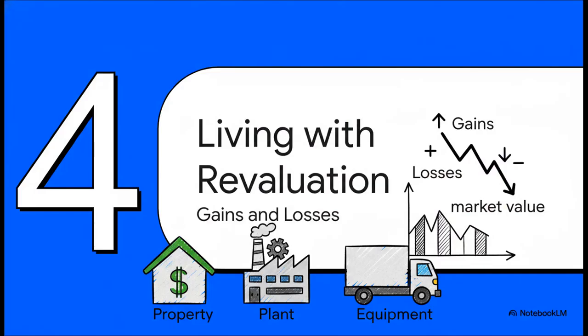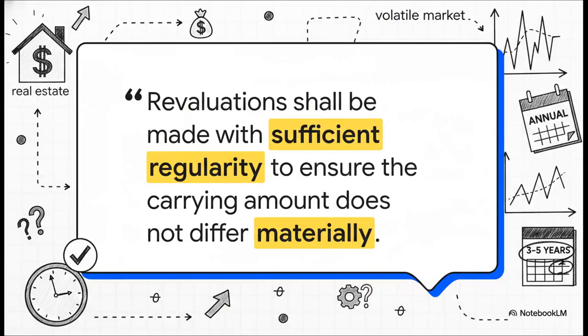The cost model is pretty straightforward, so let's zoom in on the more complex and, frankly, more interesting one, the revaluation model. What actually happens when you're living with revaluation and the market value of your stuff starts to bounce around? The standard itself, IAS 16, gives us the main rule here. It says revaluations have to be regular enough that the value on your books isn't materially different from the real market value. So what does that mean in practice?